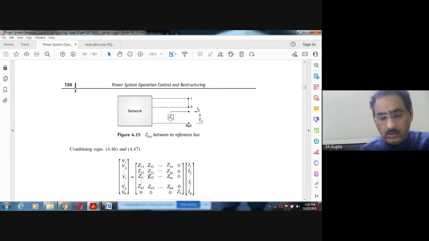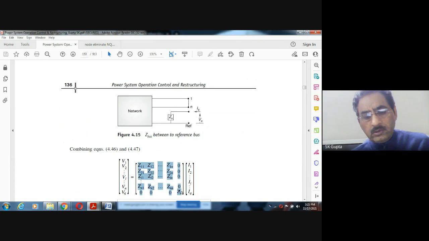Is this clear or not? If a transmission line is connected from the new bus to the reference, a new bus is added and from that bus to the reference bus ZS is connected, then the new Z bus will be the old Z bus from here to here, Z1N to ZNN. In this, one row and one column is added, where all row and column elements are 0 except the diagonal, which is ZS. Is it clear or not?